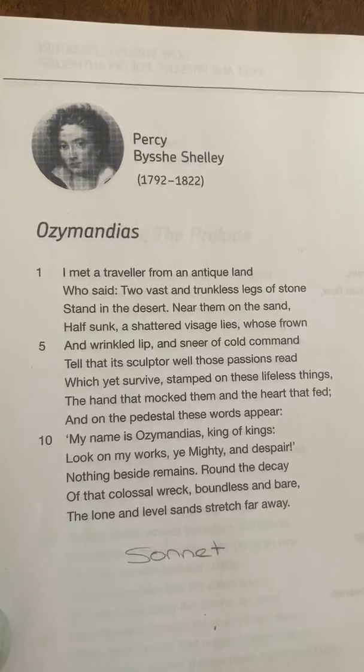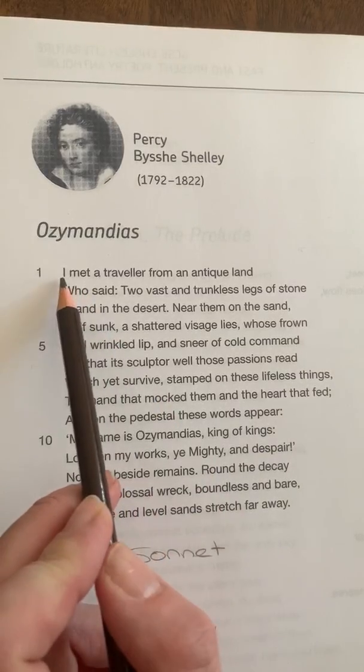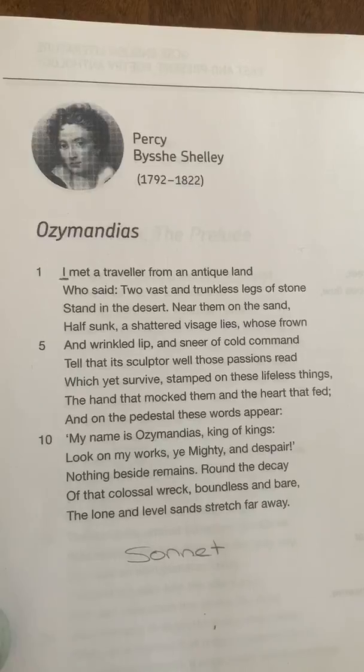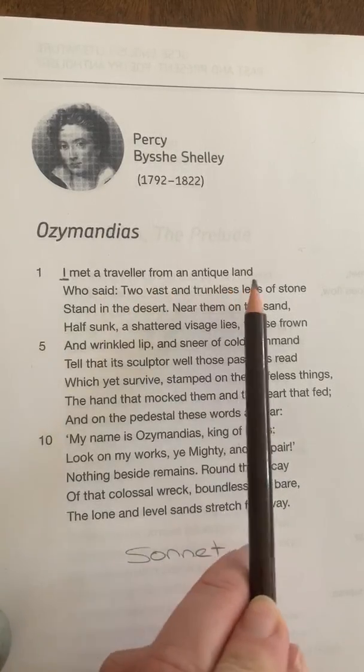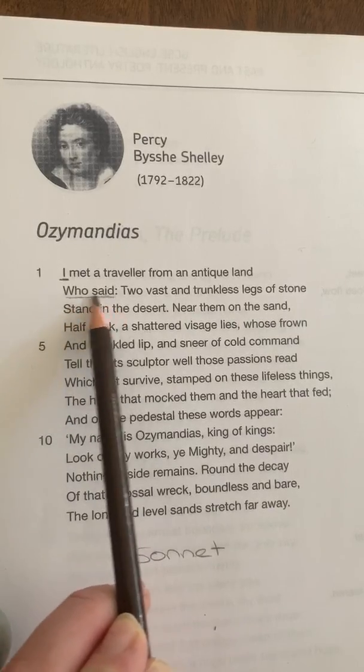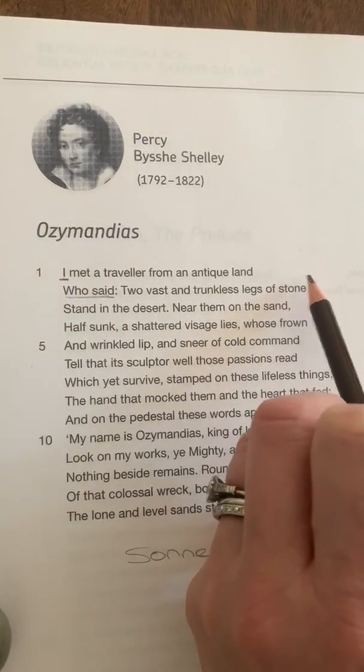But let's just look at the detail of the language. We're not going to go through every single word, and again, this is where you are going to have to show your initiative. I am not doing an hour's lesson in a video, but I will give you a way to start. So the poem begins with I met a traveller. We are being told a story, but a story that was told to our narrator. I met a traveller from an antique land who said, and the rest of the poem becomes reported.